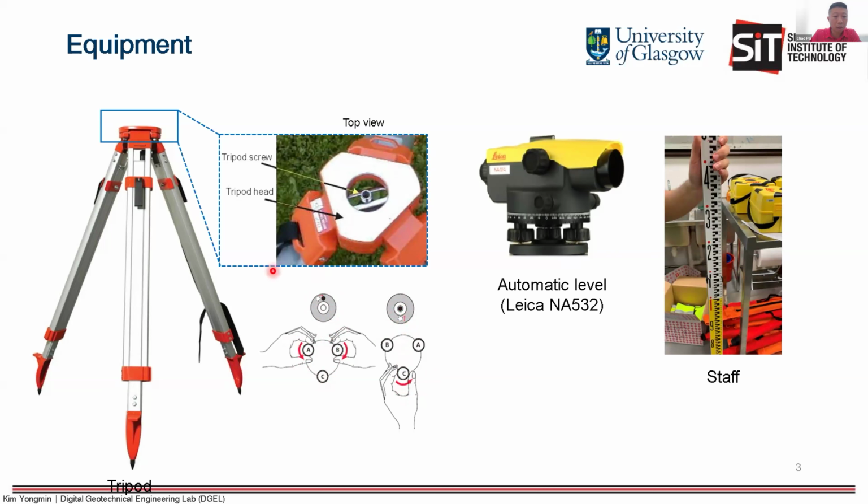Actually, you have a coarse leveling, which means adjust the tripod first. Adjust the height of each leg to make it almost level. Then it's easier for you to adjust. Otherwise, if your tripod head is not level, then no matter how you adjust the screw, the bubble may not go into the center. And the last equipment you need is the staff to read the level.